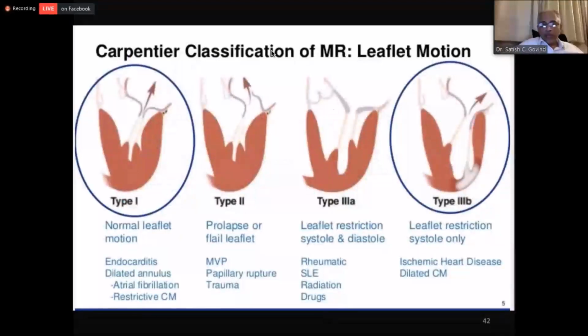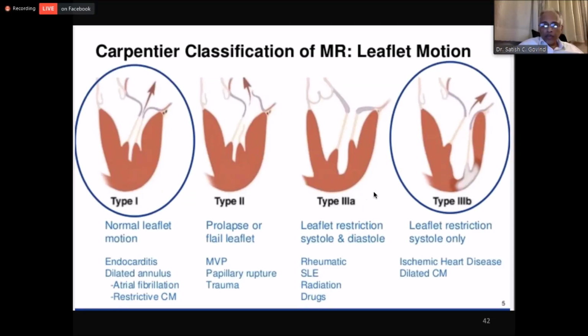Then you have this Carpentier classification, fairly simple, fairly straightforward. So especially in mitral regurgitation, you have the type 1, where you have the normal leaflet, and this is where the annulus dilates, but the leaflets are normal. So you need to keep this in mind. And then you have the type 2, where you have the excessive mobility. Excessive mobility is nothing but prolapsing, when you have the flail leaflet also.